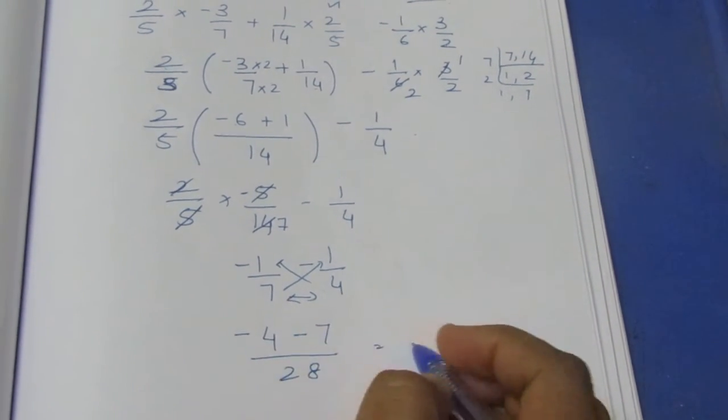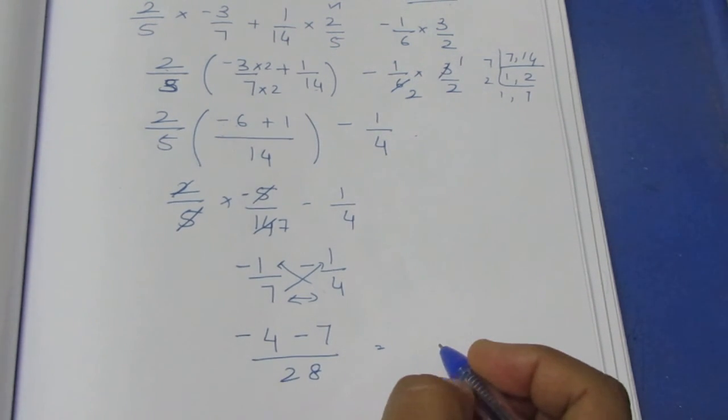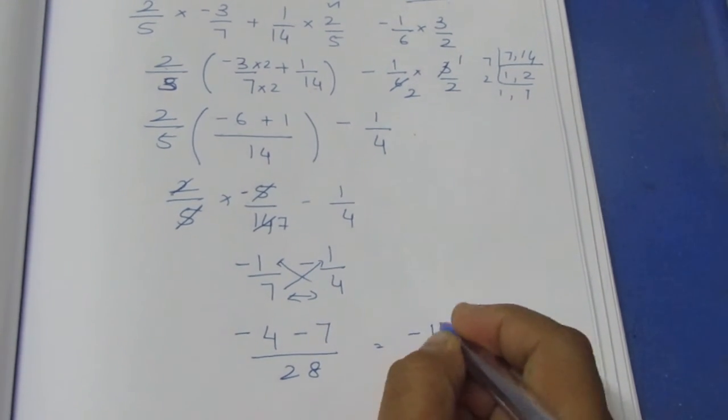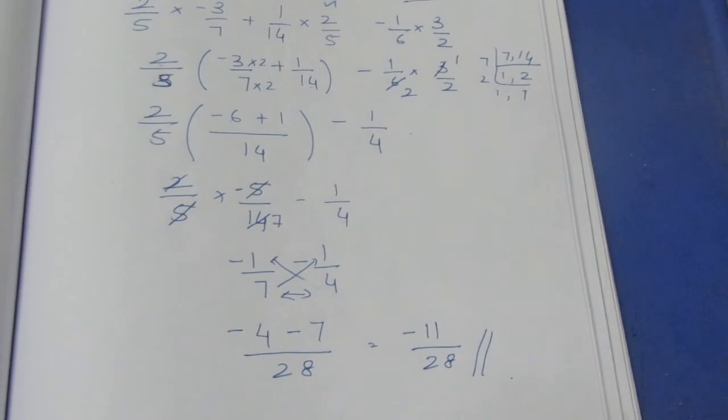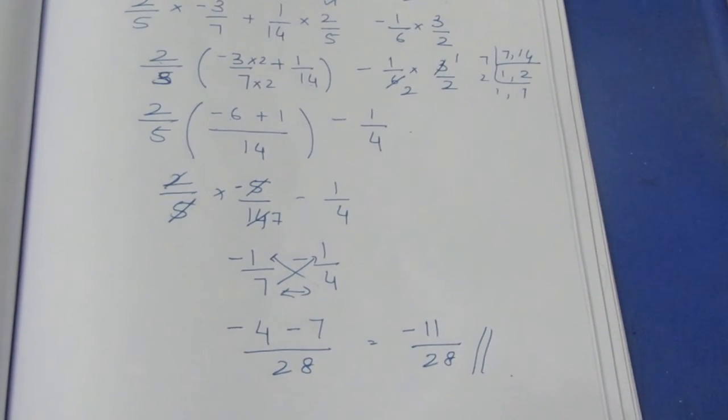Now if I solve this, it is both subtraction signs, so we need to add them. If I add, it becomes minus 11 by 28. I can't solve it further, I can't cancel it, so I am leaving it as it is. So the final answer for the sum is minus 11 by 28. That's all with the sum. Thank you.